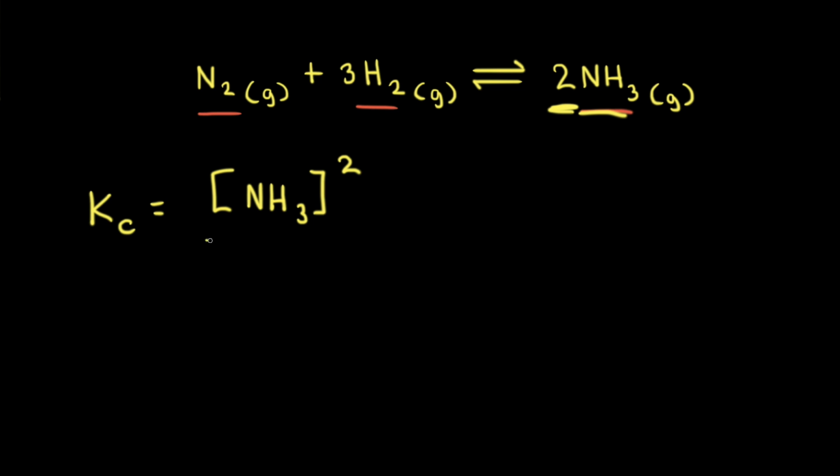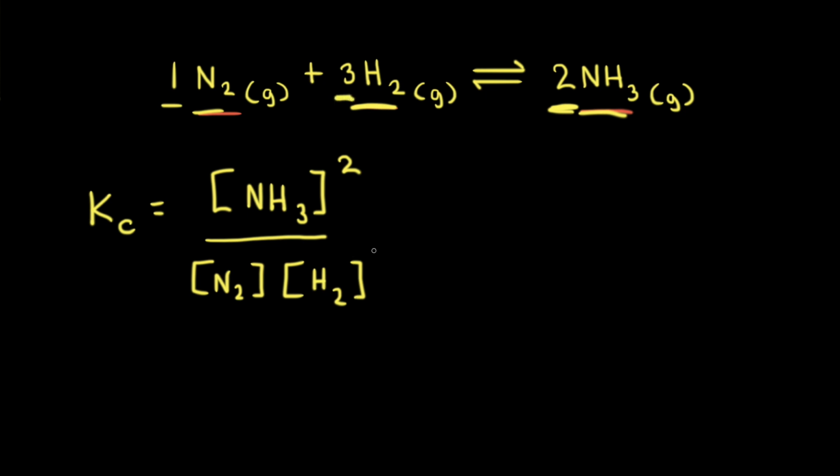So this is the concentration of ammonia to the second power. Then in the denominator, we think about our reactants. So we have nitrogen, so we write the concentration of nitrogen. And since the coefficient is a 1 in the balanced equation, that'd be the concentration of nitrogen to the first power, multiplied by the concentration of our other reactant, which is hydrogen. So we write in here H2. And because there's a coefficient of 3 in the balanced equation, we raise the concentration of hydrogen to the third power.